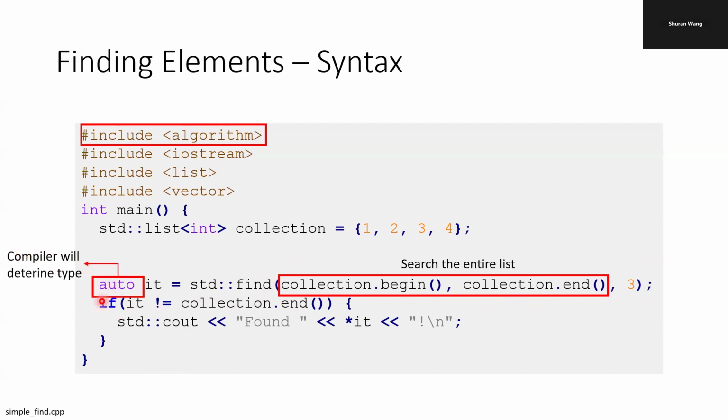The compiler will determine the type if you use auto. This saves on typing, but you need to know that this is an iterator. If find fails to find a value inside the list, it will return collection.end. So if it doesn't return collection.end, it means that it found something and you can just print out whatever is found.